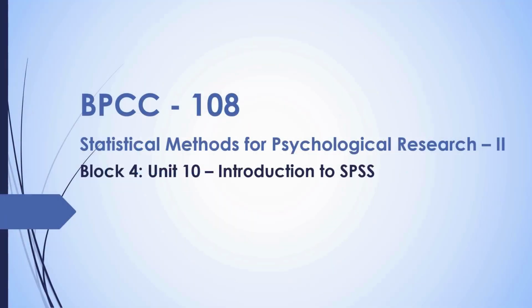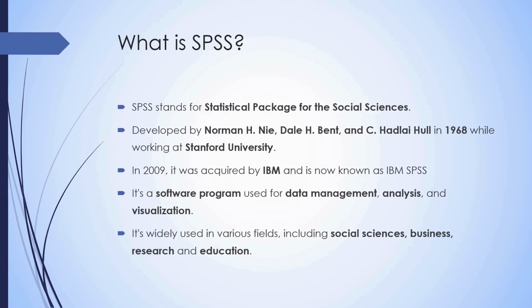In this video, we start with the fourth and the final block of statistical methods for psychological research, which is BPCC 108. Okay, and we are doing unit 10. What is SPSS? SPSS stands for Statistical Package for the Social Sciences. It is a software developed by Norman Nye, Dale Bent and Hadley Hull in 1968 while they were still working at the Stanford University. So when the software became a success in 2009, it was acquired by IBM and is now known as IBM SPSS.